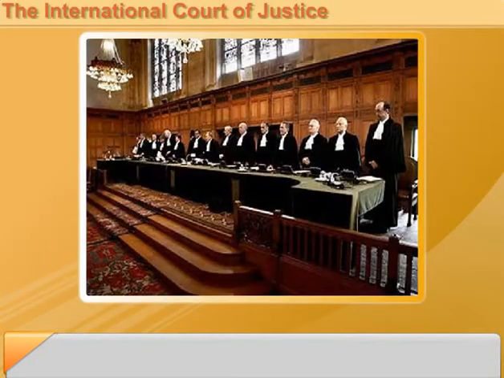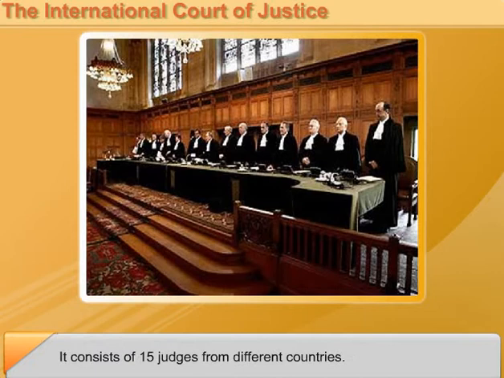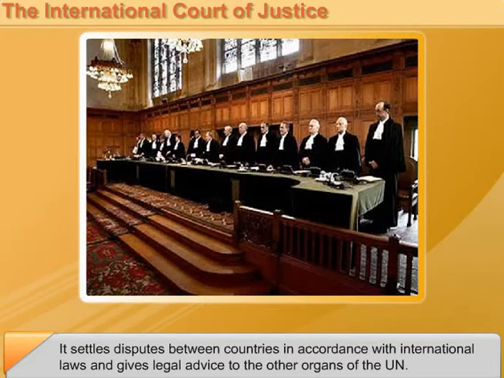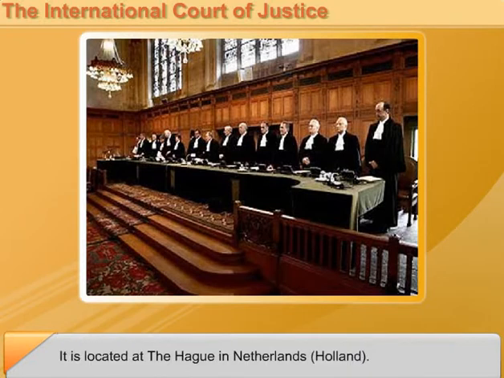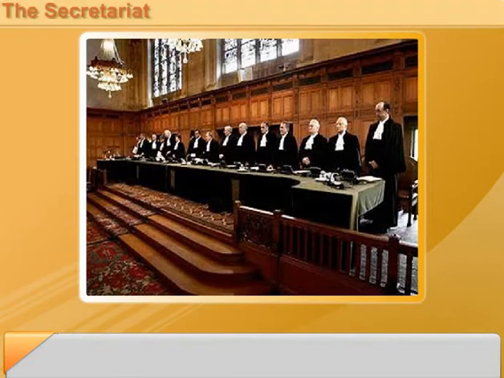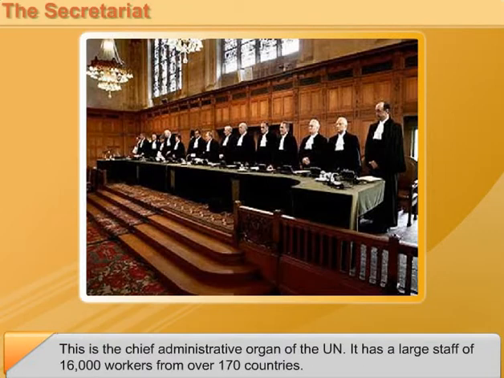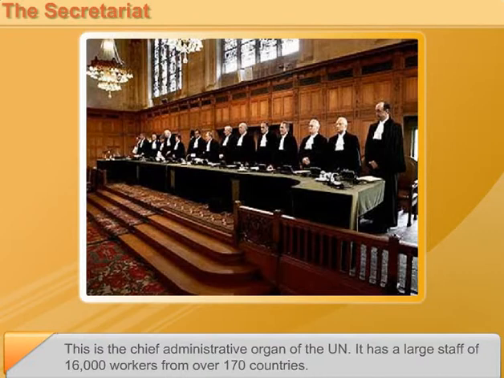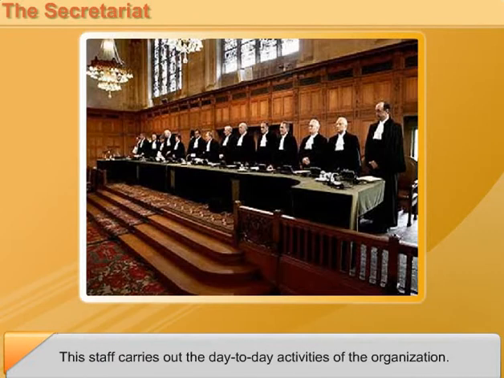The International Court of Justice. It consists of 15 judges from different countries. It settles disputes between countries in accordance with international laws and gives legal advice to the other organs of the UN. It is located at The Hague in Netherlands, Holland. The Secretariat. This is the chief administrative organ of the UN. It has a large staff of 16,000 workers from over 170 countries. This staff carries out the day-to-day activities of the organization.